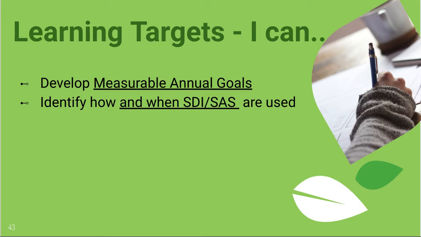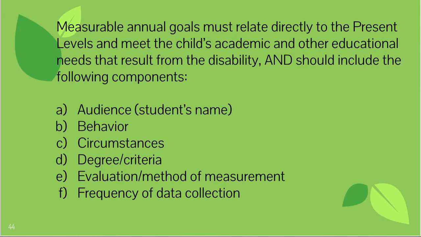All right, so just briefly, we'll talk about measurable annual goals and identifying when and how SDI and SAS are used. So our measurable annual goals must relate directly to the present levels. Those things have to match. So if it's in the present levels, then we need to have a goal for it. And if we have a goal for it, it better be in the present levels. And this has to meet an academic or other educational need that results directly from the disability.